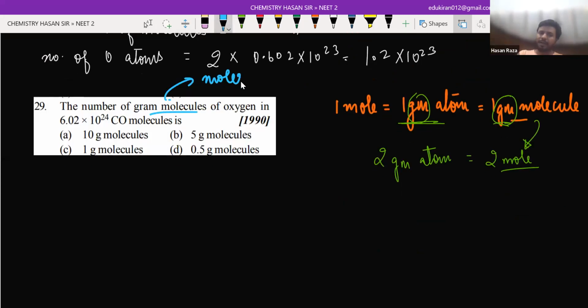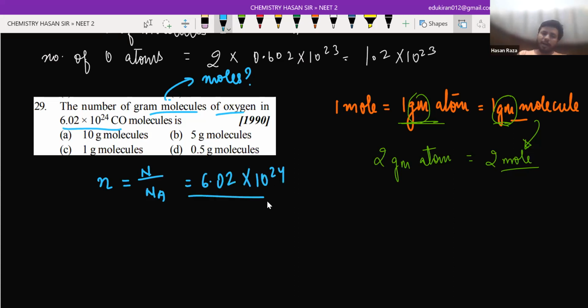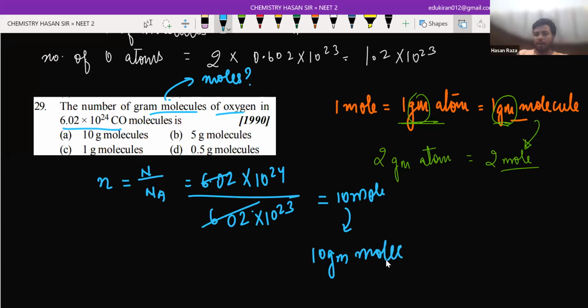That means the number of moles of oxygen in 6.02 into 10 raised to the power 24 CO molecules. So the number of moles is equal to the given number over the Avogadro number. The given number is 6.02 into 10 raised to the power 24, and the Avogadro number, you know, is 6.02 into 10 raised to the power 23. So you will get 10 mole. And this 10 mole can be written as 10 gram atom or gram molecule according to the requirement. Are you getting my point? Yes, sir. So the answer is A.